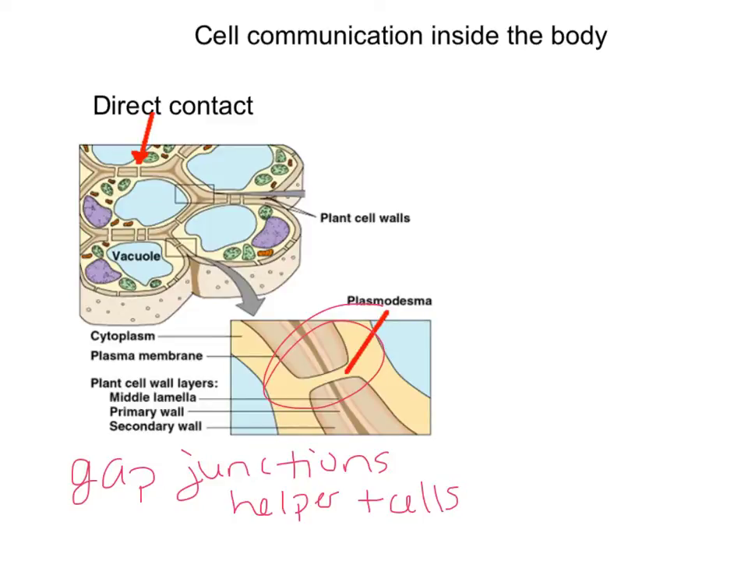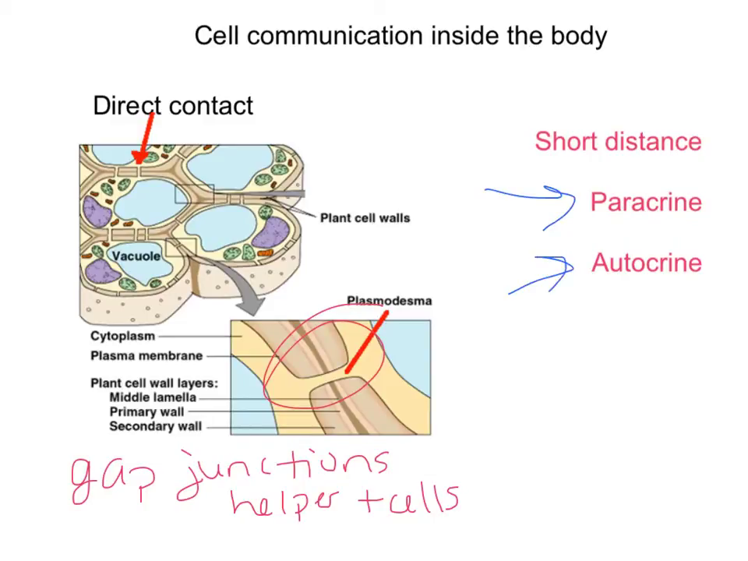They can also communicate over short distances. When they communicate over short distances, we've got two examples here, paracrine and autocrine. And we've talked about paracrine already before, but we'll look at it a little bit further. Remember, paracrine is when they act on cells that are nearby. Whatever's secreted acts on cells that are close. And autocrine is when the secretion acts on the cell that actually secreted it. So we'll look at both of these in some pictures.